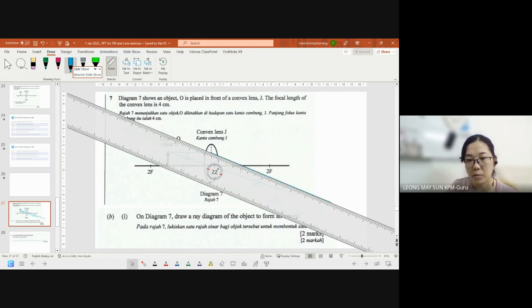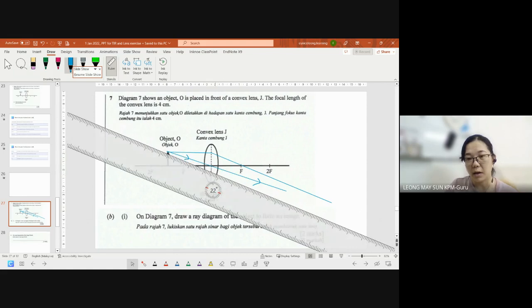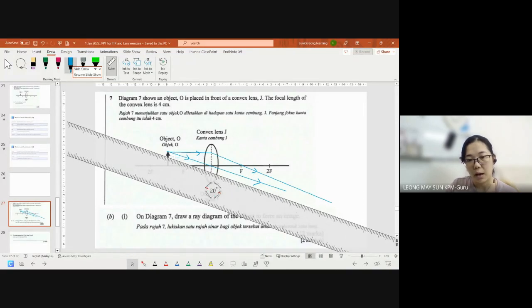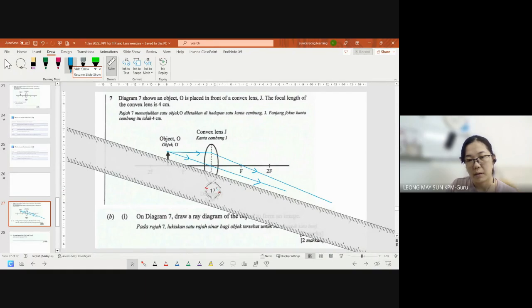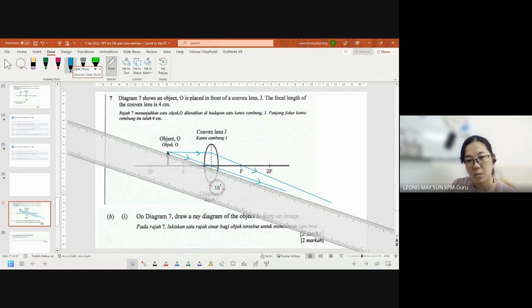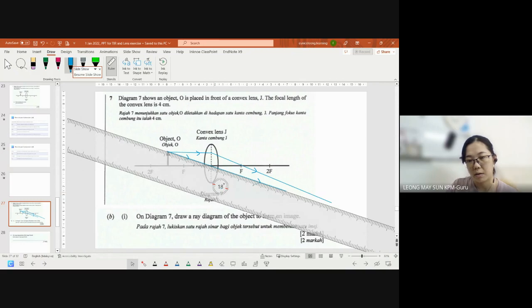So I'll have to draw it very, very far. If you notice here, the rays are supposed to converge, but before that, I have to draw an arrow here and an arrow over here. So I will have to extend my first ray. So when I extend my first ray, still cannot.